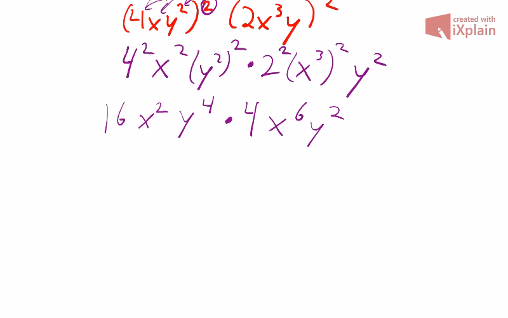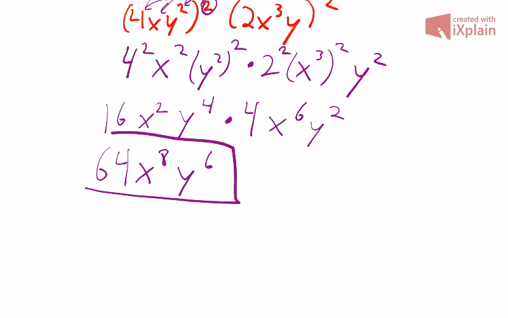Moving on even more, we can now combine these two. I have x squared times x to the 6th. So 2 and 6, that's going to be our product rule because we're multiplying them, so we just add these together. 2 plus 6 is 8, so we have x to the power of 8. Y to the 4th times y squared. 4 plus 2 is 6. I have y to the power of 6. 16 times 4 is 64. So that's going to be my coefficient out front. And that right there is going to be my final answer.